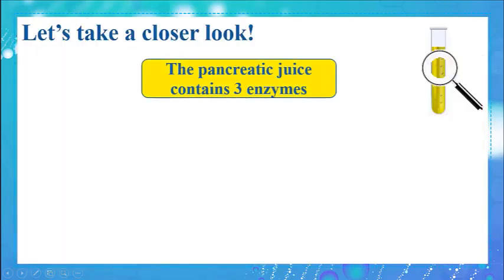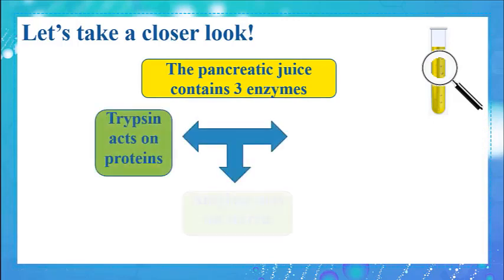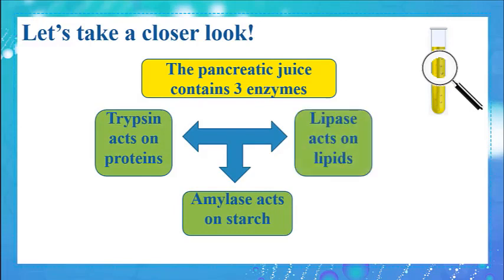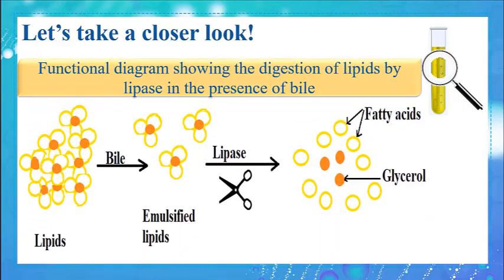In fact, the pancreatic juice contains three enzymes: trypsin that acts on proteins, amylase that acts on starch, and lipase that acts on lipids. The functional diagram below shows the digestion of lipids by lipase in the presence of bile. After bile emulsifies the lipids, the lipase will break them down into fatty acids and glycerol. Note that each lipid molecule will be broken down into 3 fatty acids and 1 glycerol molecule.